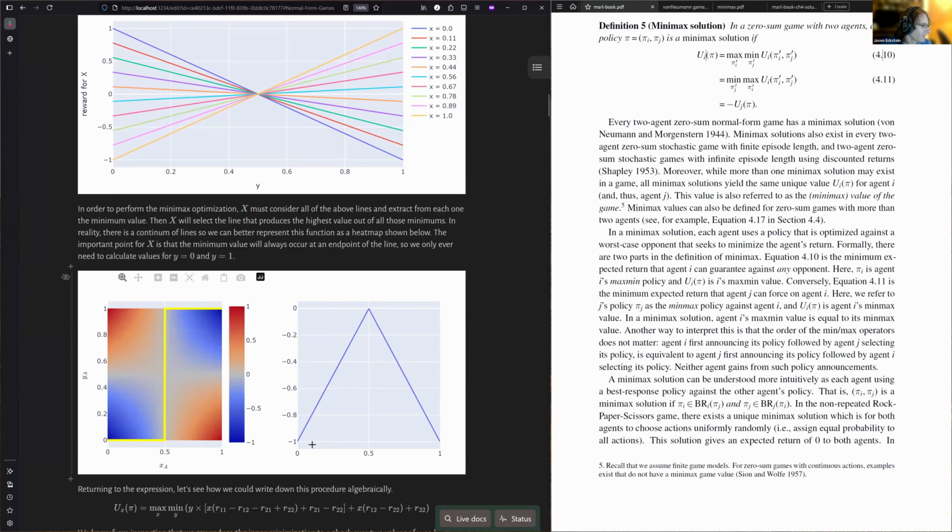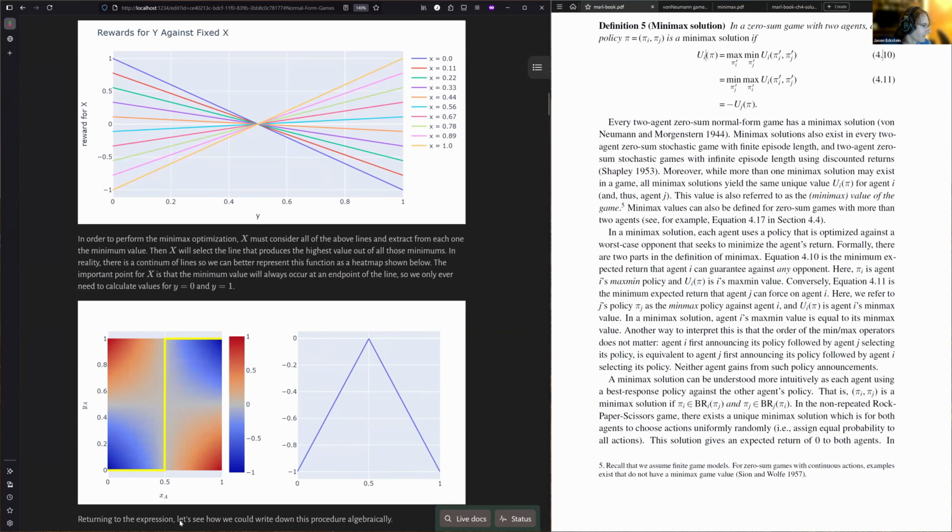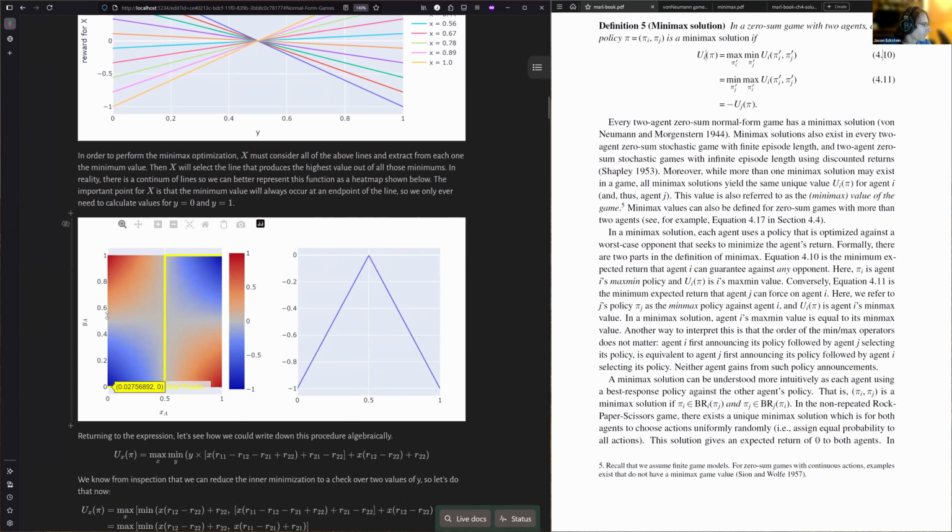And what's happening here is just the process of going through each of these fixed y's, and then along this path, choosing the minimum value, and then looking at what that value is everywhere. And that's what is happening here. This is showing the best value that x can achieve at this value of x.